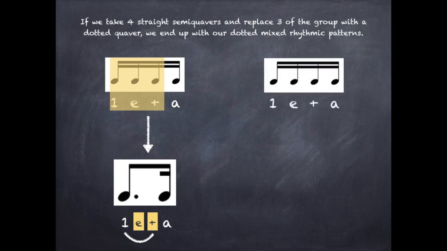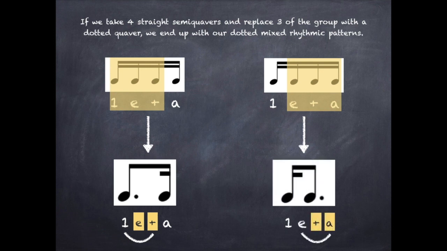Another option, we once again start with our 4 semiquavers. This time we are going to group our last 3 semiquavers together to create this pattern, and the counting would be 1 E. You can see that the "and" and the "a" are both highlighted in yellow. That's because the dotted quaver on the E sustains out over those 3 final semiquavers in our group.